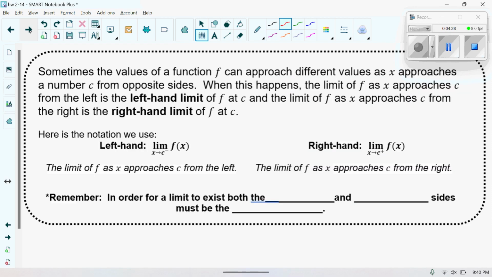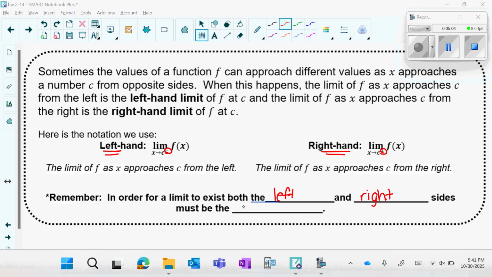So sometimes the values of a function f can approach different values as x approaches the number c from opposite sides. When this happens, the limit of f as x approaches c from the left is the left-hand limit, and the limit of f as x approaches c from the right is the right-hand limit. So this negative is left hand, this positive is right hand. In order for a limit to exist, both the left and right sides must be the same.